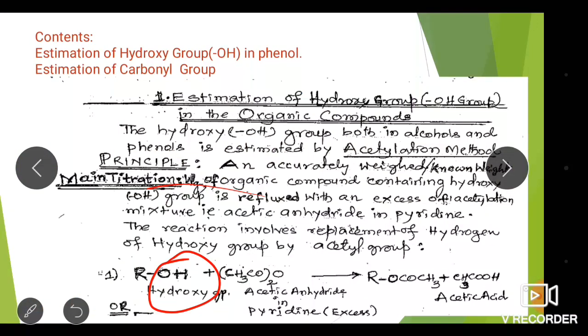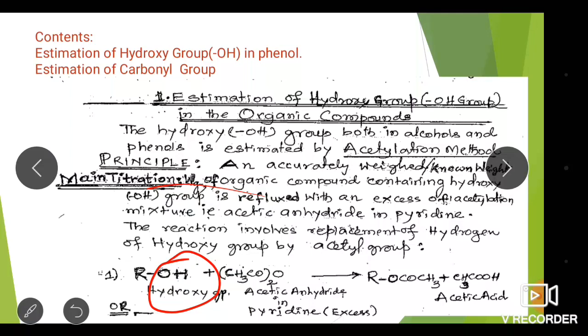So the content of today's lecture is the estimation of the hydroxyl group, the OH group, from phenol, and the estimation of the carbonyl group from aldehydes and ketones. In the estimation of the hydroxyl group from phenol, this is done by means of the acetylation method, a simple acylation reaction. So what is the principle for that?